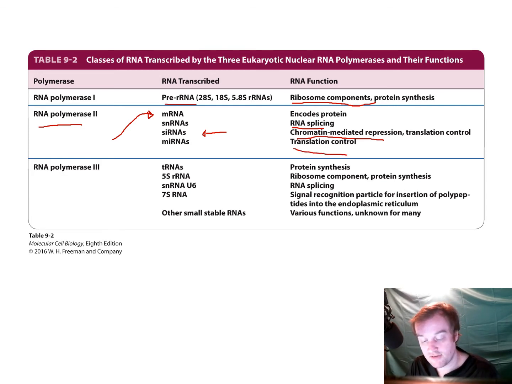And then lastly, we have RNA polymerase 3, which is involved with the tRNA, so those RNA that go and find those amino acids to bring them to the proteins for protein translation. So they're involved with protein synthesis, but also RNA splicing and other small stable RNAs that have various functions and a lot of unknown functions at this point.